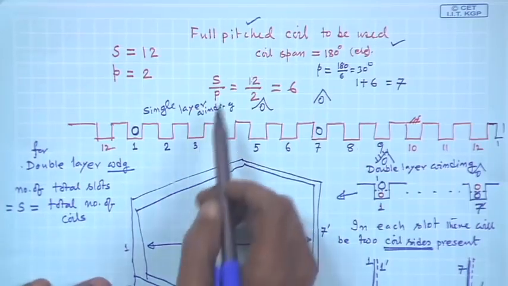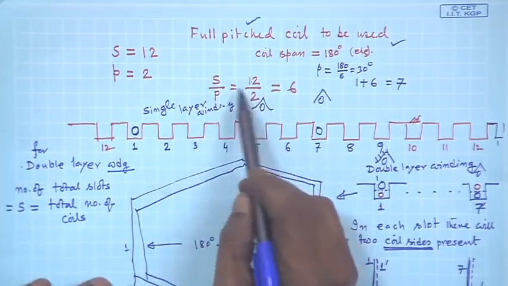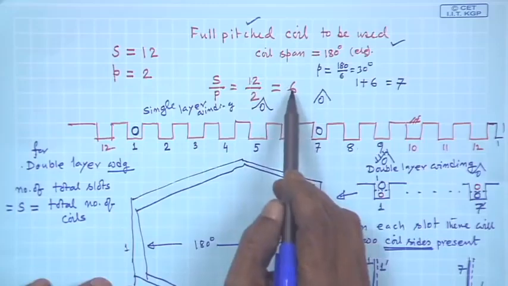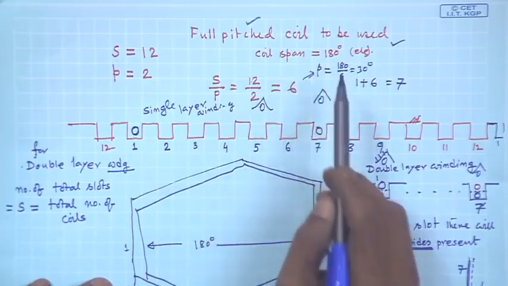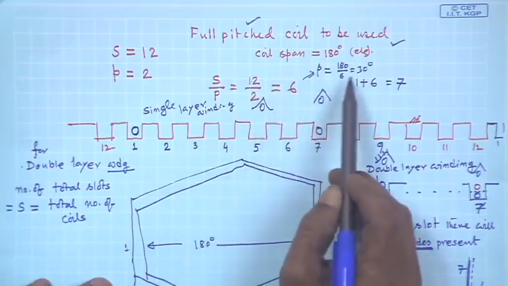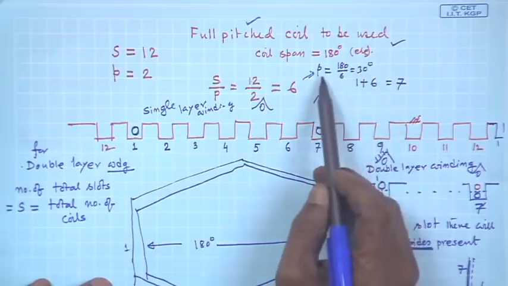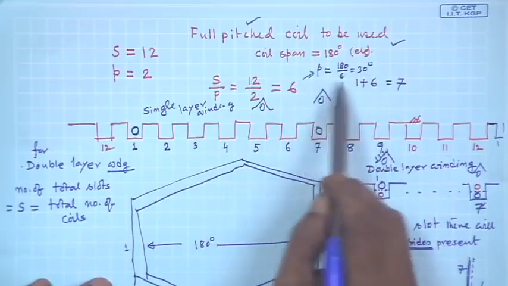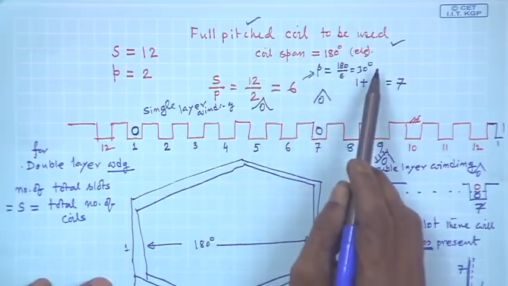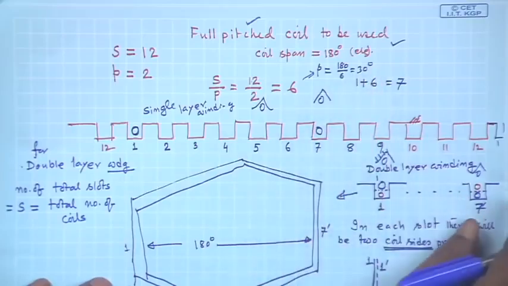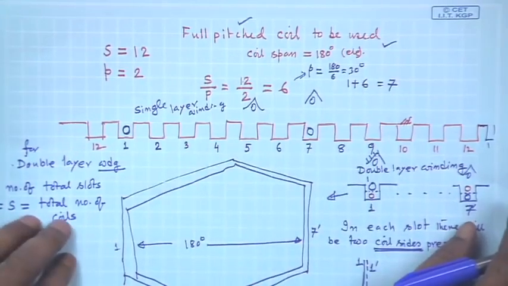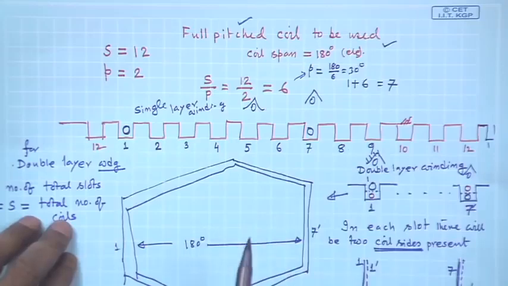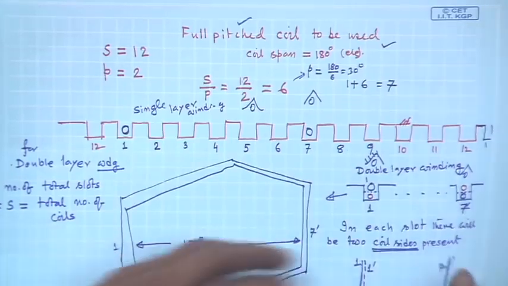So, first thing is you calculate S by P, that is the number of slots per pole, 6, from which I can calculate beta, because 6 slots is equivalent to 180 degrees, therefore, separation between two consecutive slots will be 30 degrees. And then I told that I will make a double layer winding.